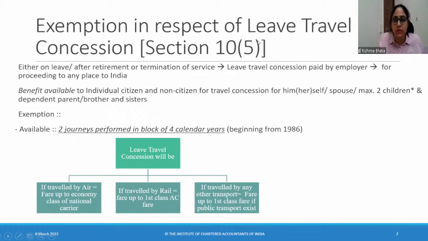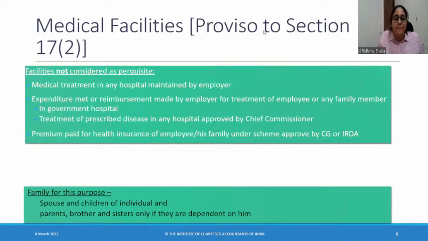Next, we covered students quickly. We move to the next prerequisite, medical facilities. Medical facilities, if provided by your employer, in certain situations would not be considered as prerequisite. Medical treatment in any hospital maintained by employer. The best example which I can take here is Tata ka, you are an employee and you get treated in Tata ka hospital. You get treated in Tata ka hospital, then the medical treatment which is provided by the employer to you is not perquisite.